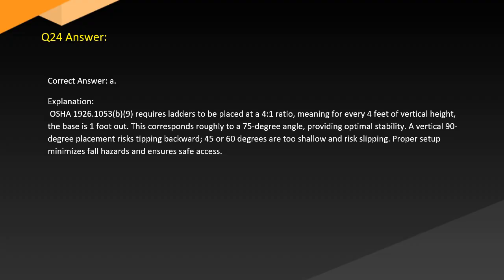OSHA 1926.1053(b)(5) requires ladders to be placed at a 4:1 ratio, meaning for every 4 feet of vertical height, the base is 1 foot out. This corresponds roughly to a 75-degree angle, providing optimal stability. A vertical 90-degree placement risks tipping backward. At 45 or 60 degrees are too shallow and risk slipping. Proper setup minimizes hazards and ensures safe access.